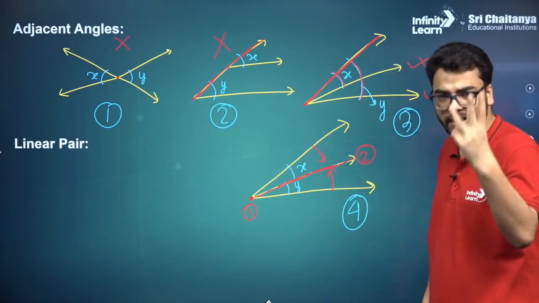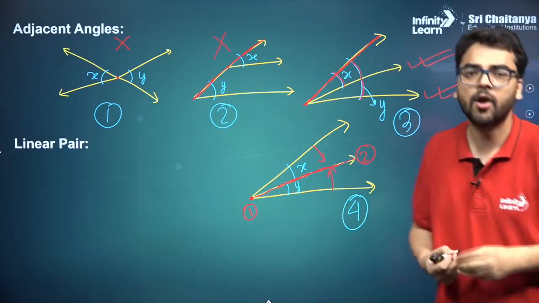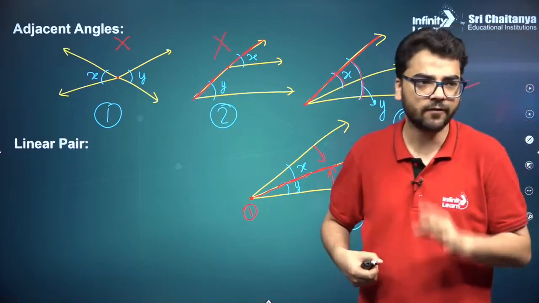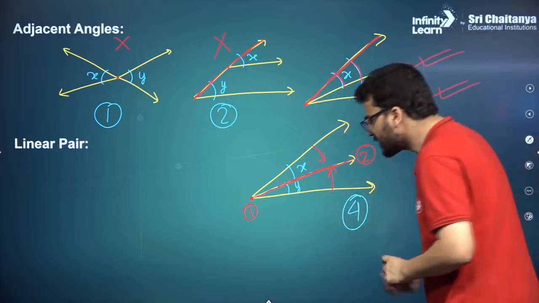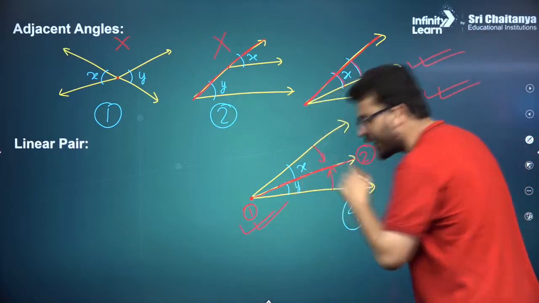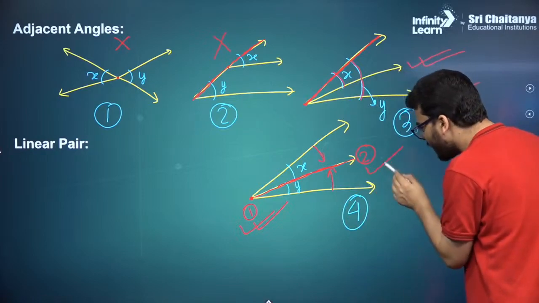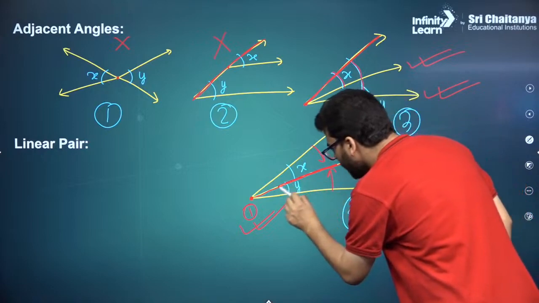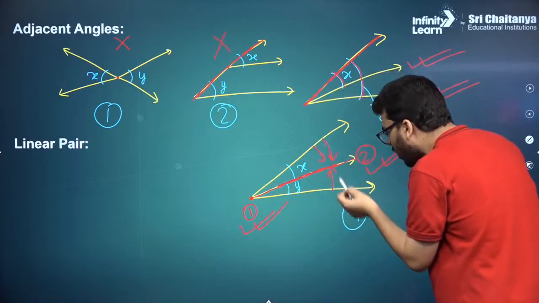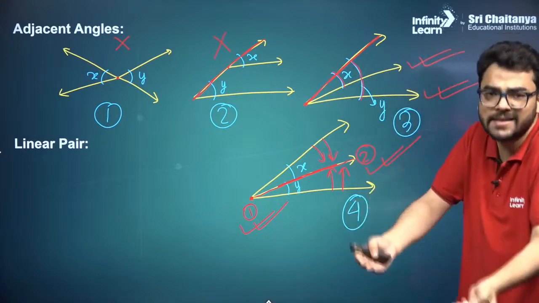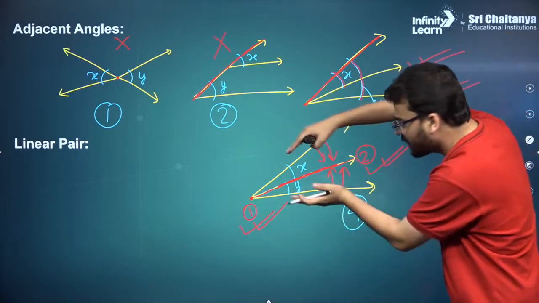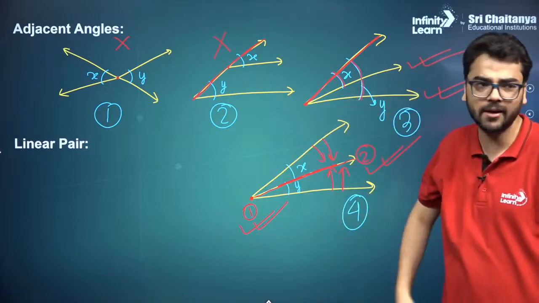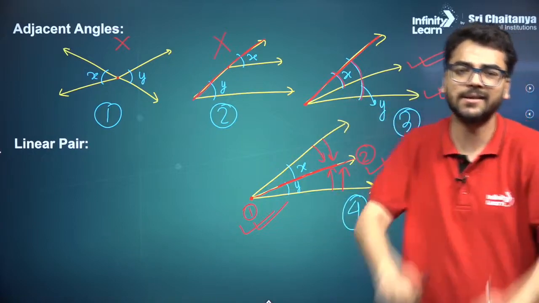You got it? So three things must be satisfied for two angles to be adjacent. First, they must have a common vertex. Second, they must have a common arm. And the third one is, the common arm must lie in between the non-common arms. Or you can say, the non-common arms must lie on the opposite sides of the common arm. Is it clear? So that is the meaning of adjacent angles.